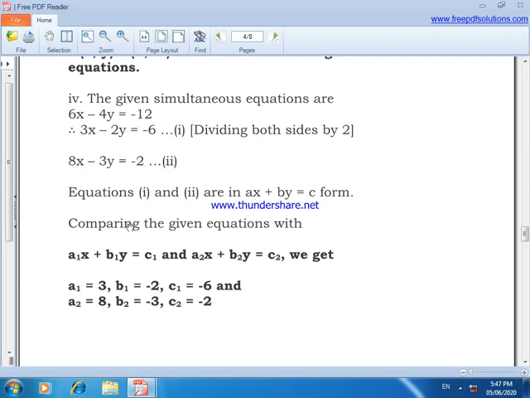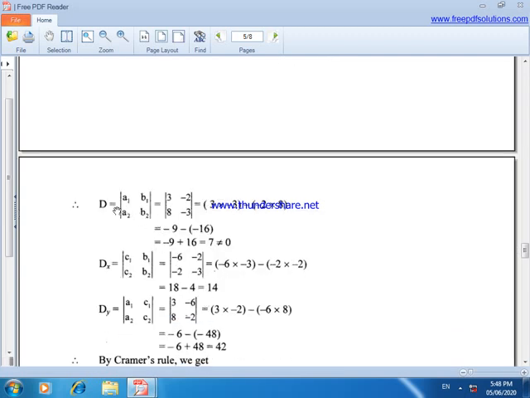Now comparing these two equations with ax plus by is equal to c, we get the value of a1 is equal to 3, b1 is equal to minus 2, c1 is equal to minus 6, a2 is equal to 8, b2 is equal to minus 3, c2 is equal to minus 2. By putting these values in our formula, d is equal to a1 a2 b1 b2, here 3 8 minus 2 minus 3: 3 into minus 3 minus minus 2 into 8. 3 3s are 9 and minus sign, 2 8s are 16 and minus sign, minus minus will become plus, minus 9 plus 16 is equal to 7.